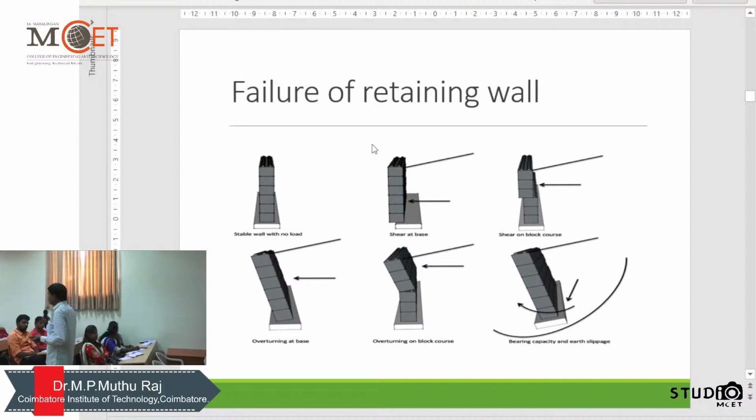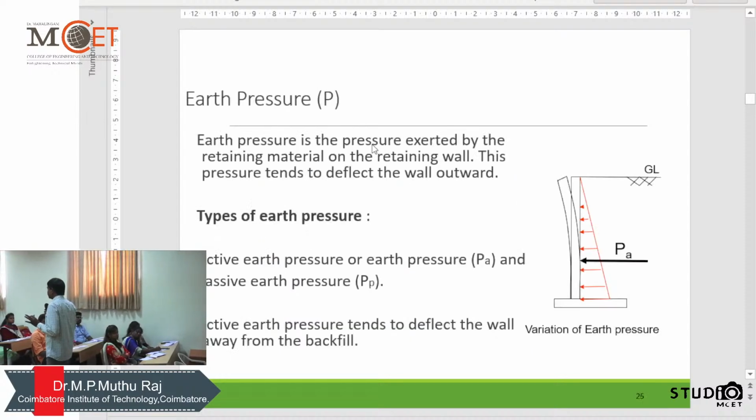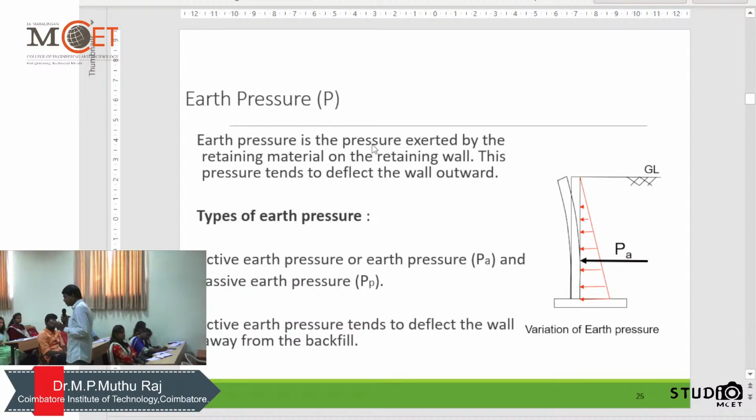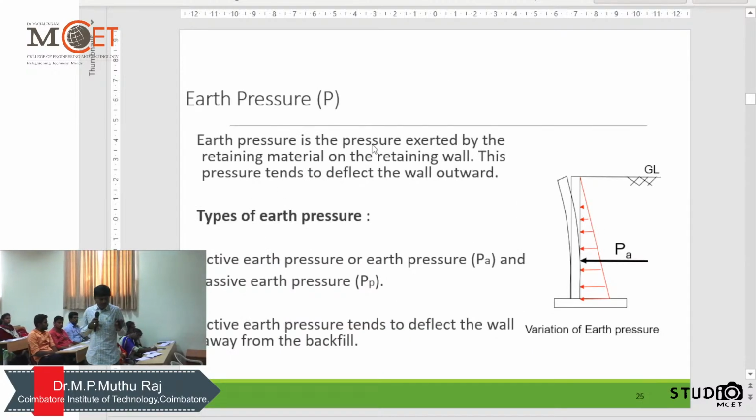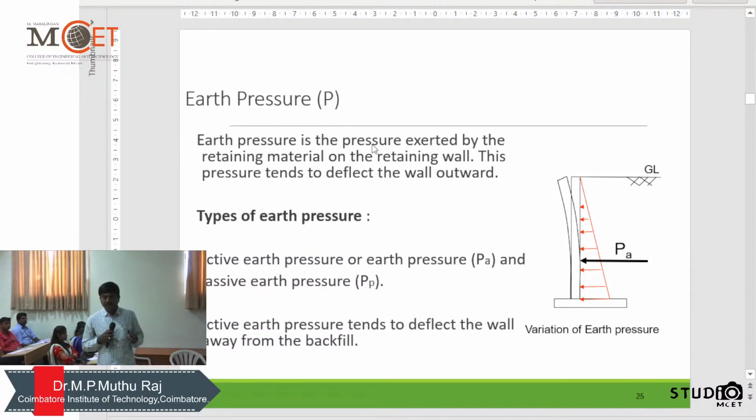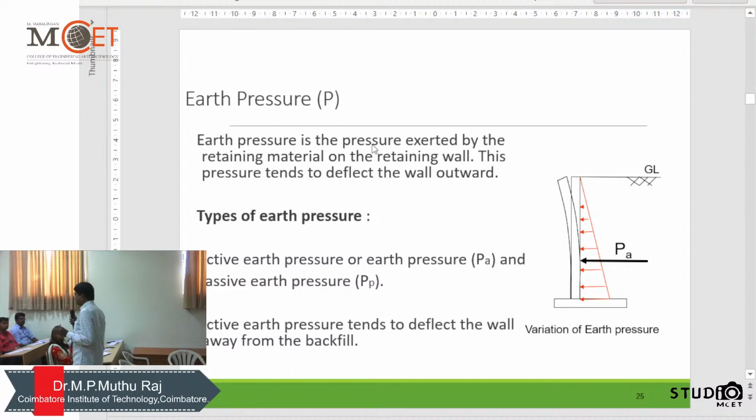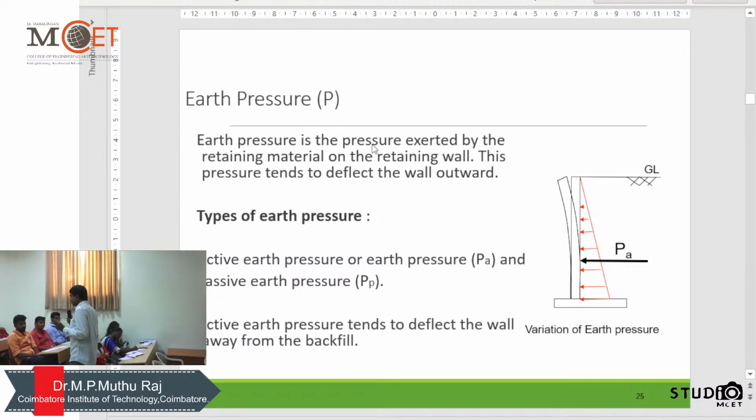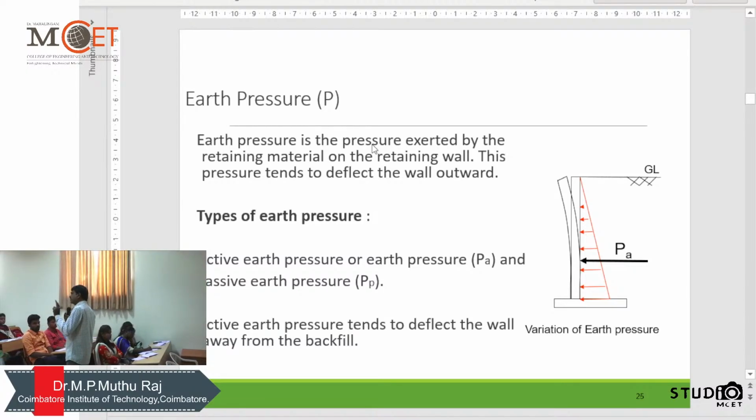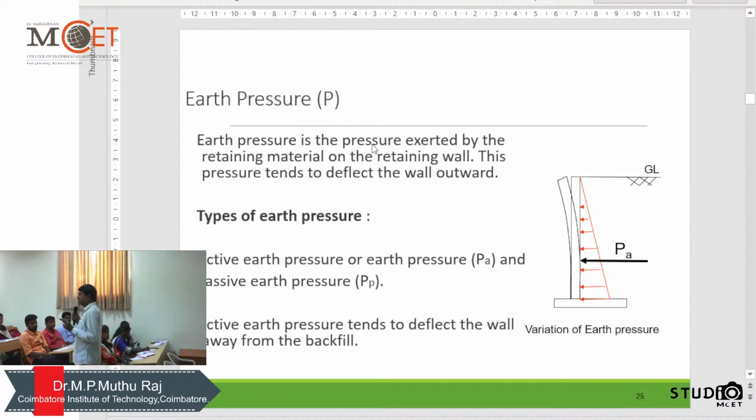The earth pressure, I think all of you might have learned in soil mechanics. So the earth pressure you can calculate only for soils, because you know the coefficient of the active earth pressure is (1 minus sin phi) by (1 plus sin phi). There are two different theories to calculate the earth pressure: one is Rankine's theory, another one is Coulomb's theory.